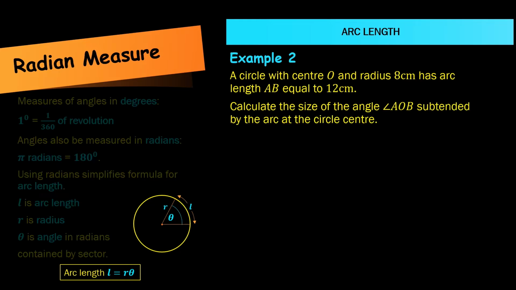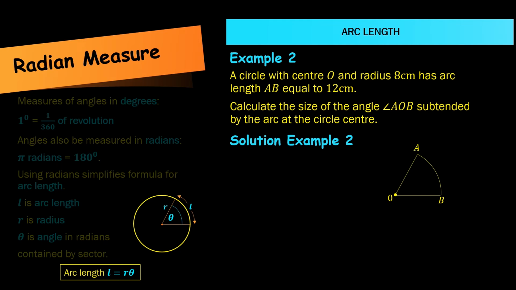Let's now take a look at another example. Pause the video and have a go. Press play when you're ready to view the solutions. So let's solve this. A circle with center O and radius 8 centimeters has arc length AB equal to 12 centimeters. Calculate the size of the angle AOB subtended by the arc at the circle center.